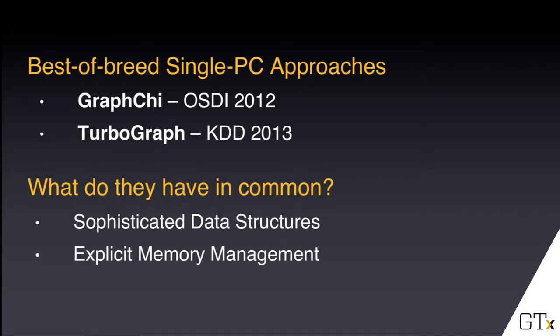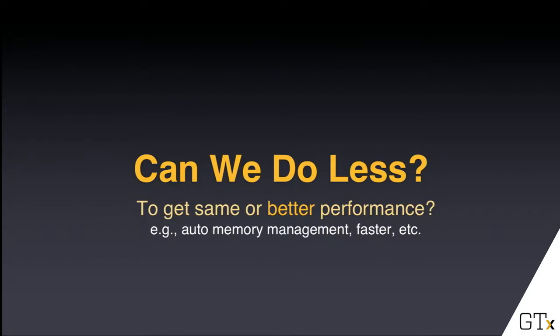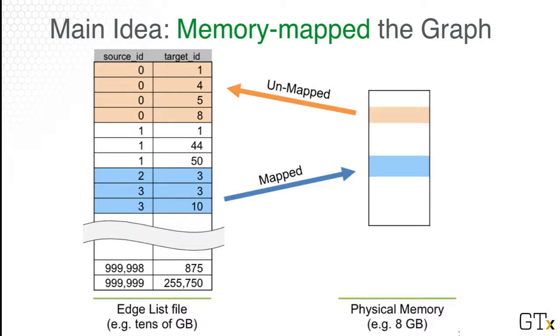But that got us thinking that there's a cost to pay. You need to design data structures, and you need to do the memory management. So can we do less? Meaning, can we do less memory management? Can we use any standard data structure so that we can get the same or maybe even better performance? That means, can we use automatic memory management techniques, for example? So that got us thinking.